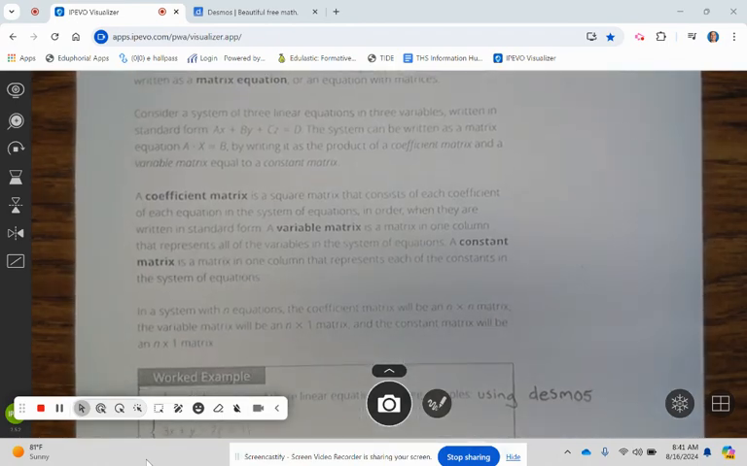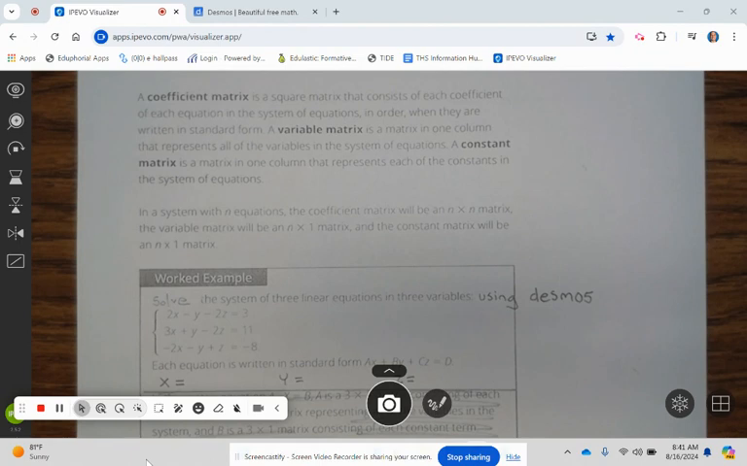Consider a system of three linear equations in three variables written in standard form: ax plus by plus cz equals d. The system can be written as a matrix equation AX equals B by writing it as the product of a coefficient matrix and a variable matrix equal to a constant matrix.